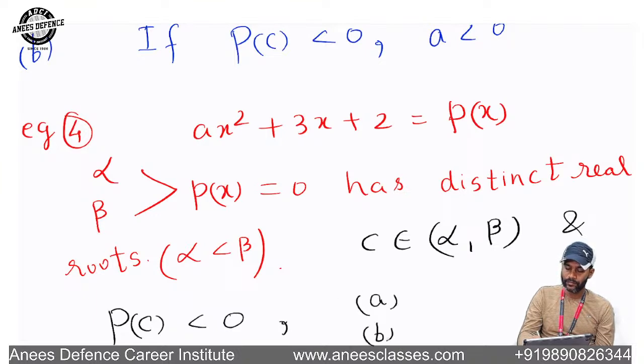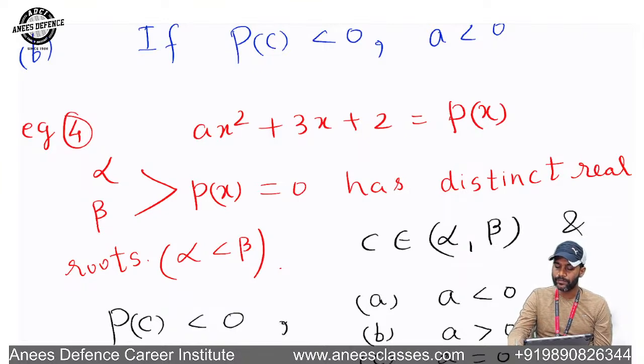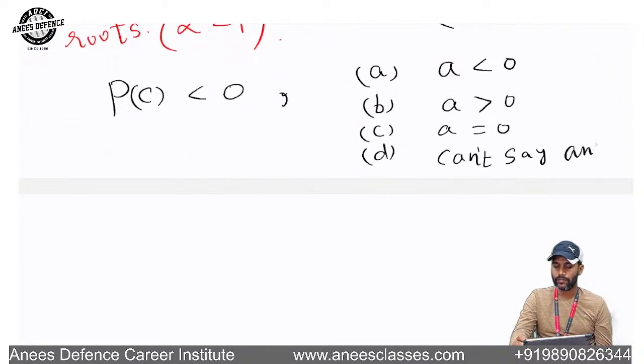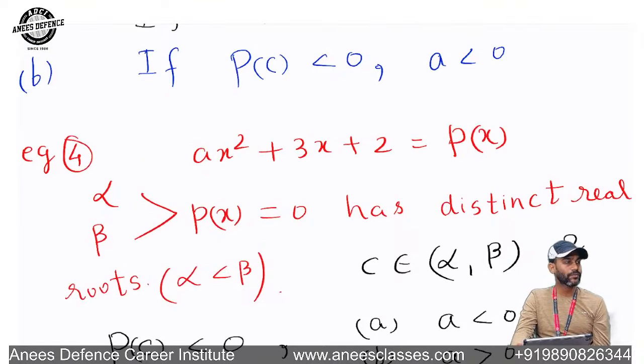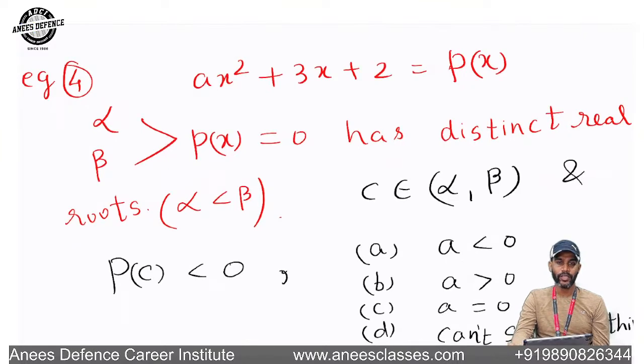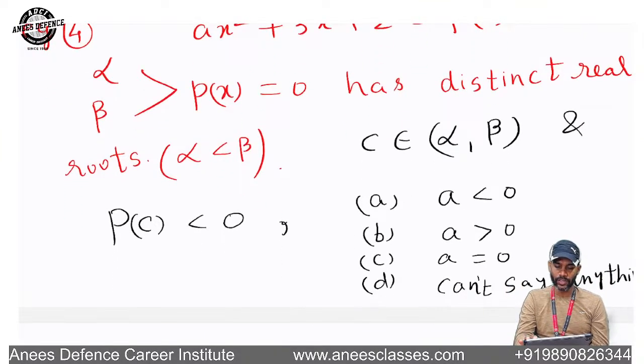option A, option B, option C, option D. Option A is negative, B is positive, C is equal to 0, or D can't say anything. A cannot be 0 because it is a quadratic. Tell me, please try. Have you understood the question?